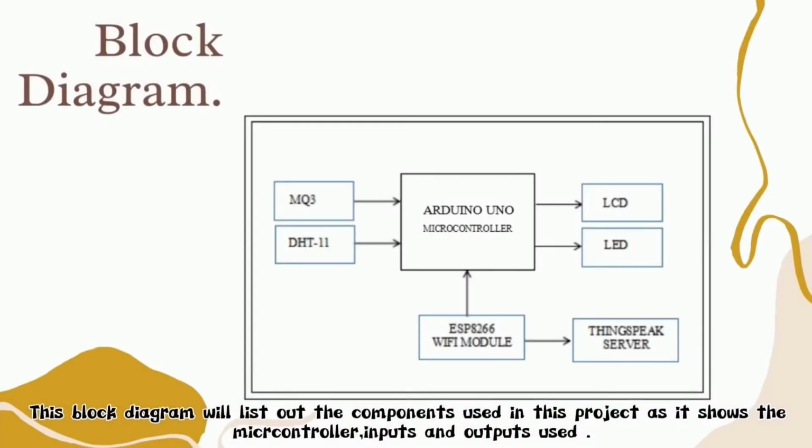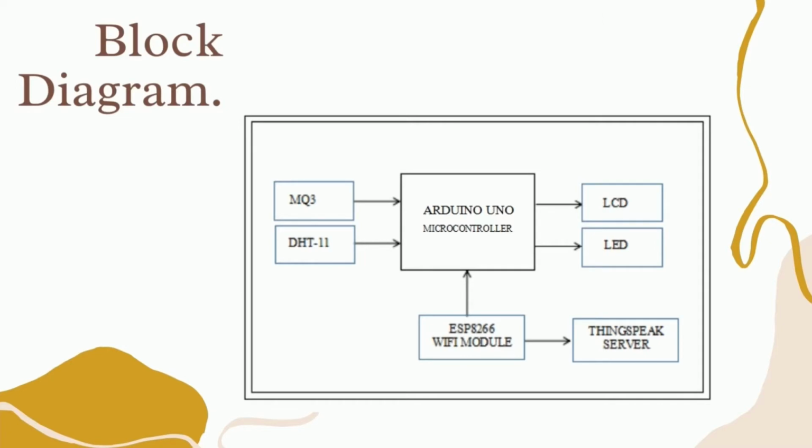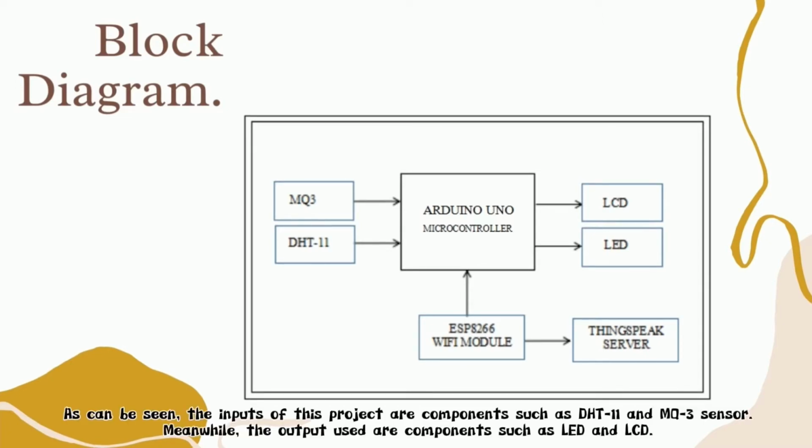Block diagram of our project. This block diagram will list out all the components used in this project as it shows the microcontroller inputs and outputs used in IoT-based food quality monitoring system. As can be seen, the inputs of this project are components such as DHT11 and MQ3 sensor. Meanwhile, the outputs used are components such as LED and LCD.